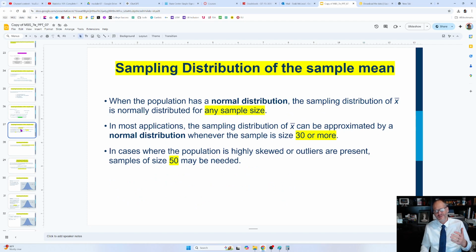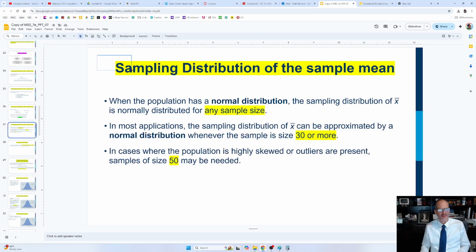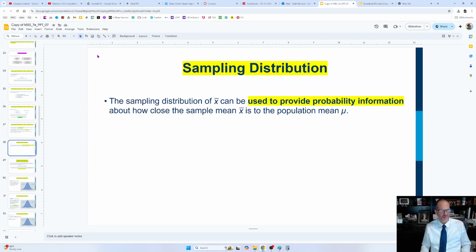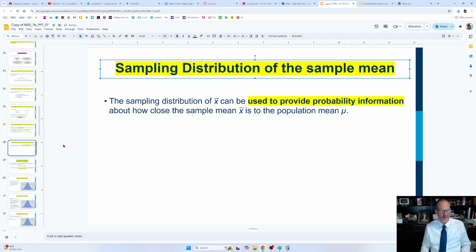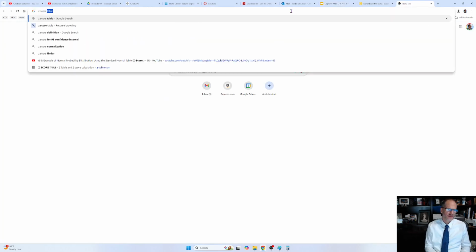So you want to have 30 or more, and in cases where the population is highly skewed or outliers are present, samples of sizes 50 or more may be needed. And let's just keep this. I like this description here. So we're going to keep that, and we're going to go here and put that there. Sampling distribution of the sample mean can be used to provide probability information, because we have a sampling distribution, and we could start to use our z-score stuff. So z-score table, there we go.